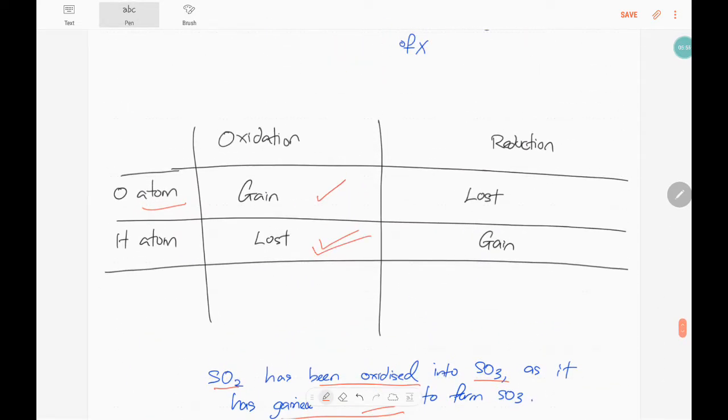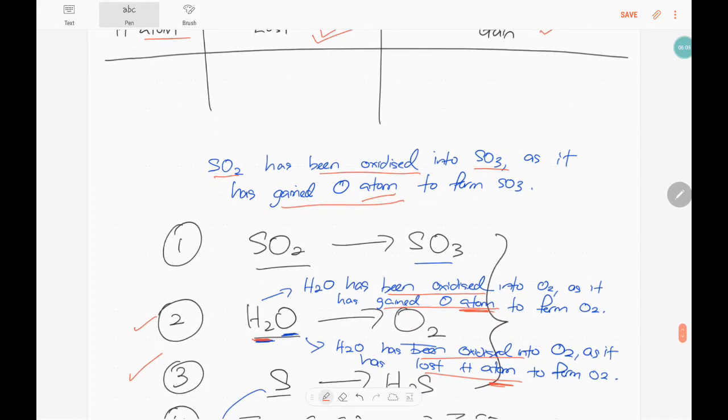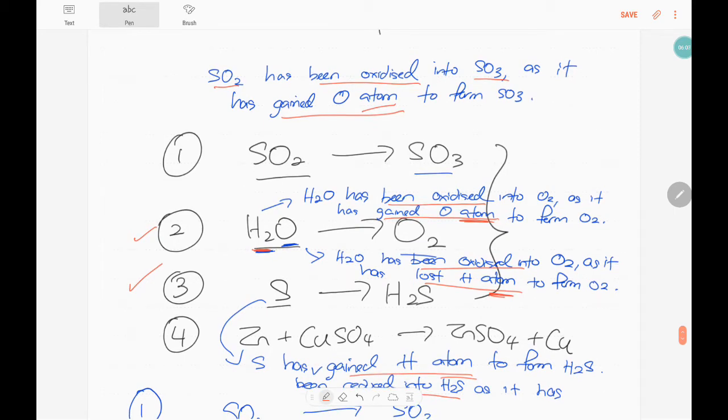So a quick recap, this definition. When you gain or lose hydrogen or oxygen atom, it would be either one of oxidation or reduction, and this is how we actually interpret the question and how we answer it in the correct template.